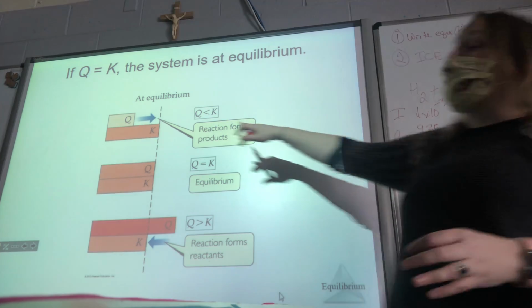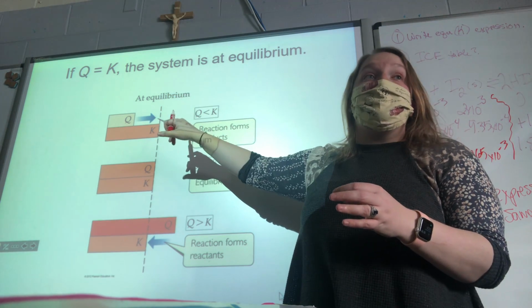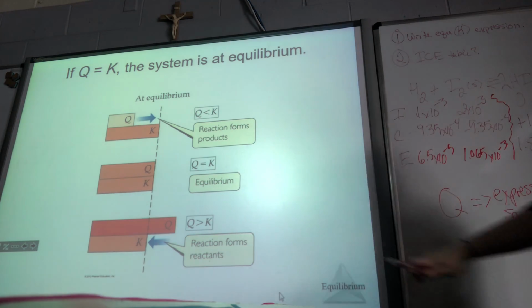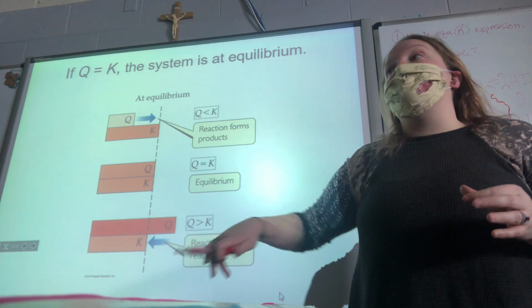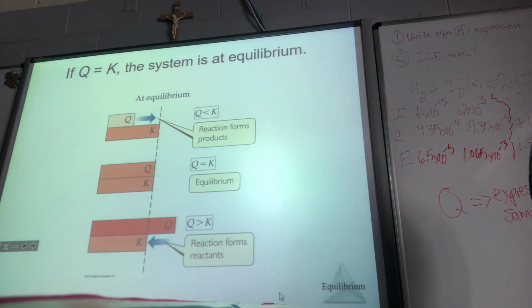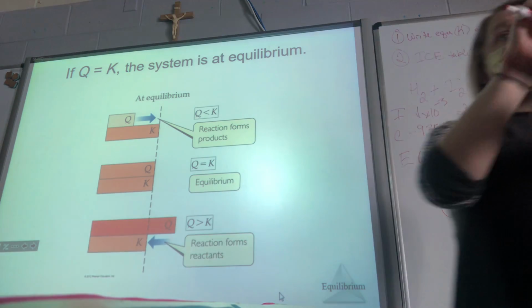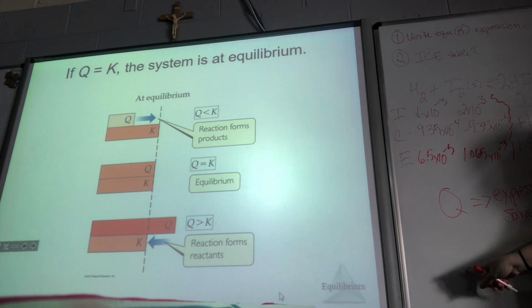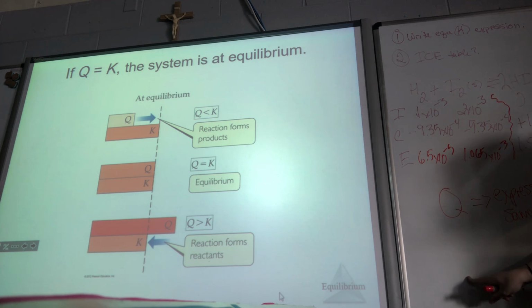If our Q value is much smaller than K, what that means is that the reaction needs to form products to get to equilibrium. If our Q value is much larger than K, the opposite needs to happen. Our reaction needs to form reactants in order to get to equilibrium. If our Q equals our K, it means that our reaction's at equilibrium, and nothing needs to shift. So Q is a comparison tool. We're going to calculate Q the same way we calculate K, except we don't know if the reaction is at equilibrium or not. We want to determine if it's at equilibrium, and if it's not at equilibrium, how is it going to get there? Yes?